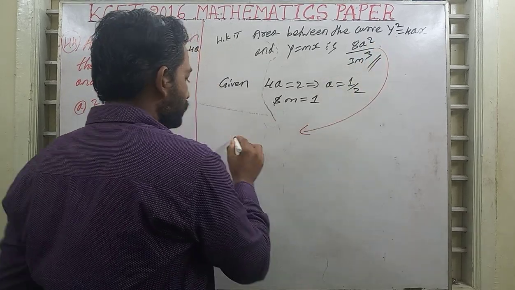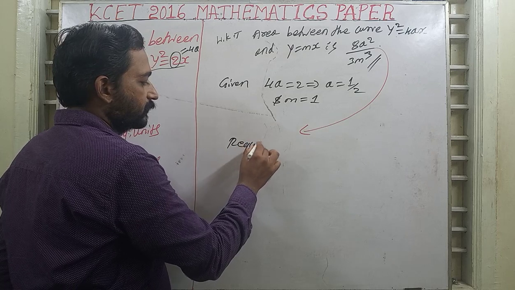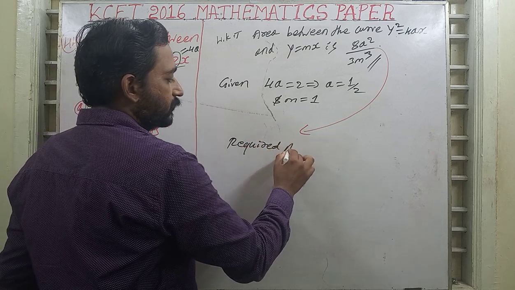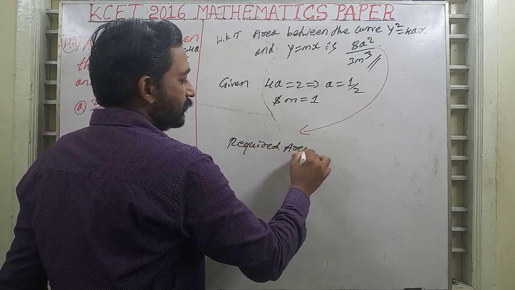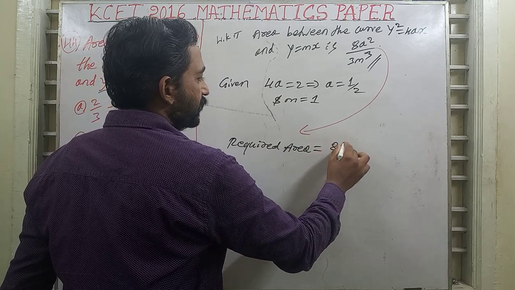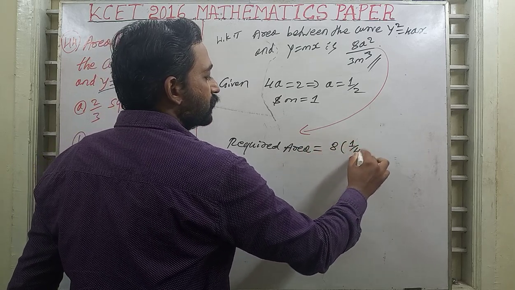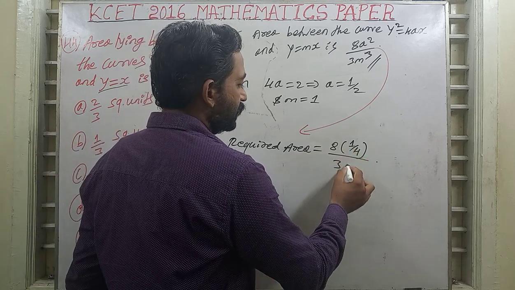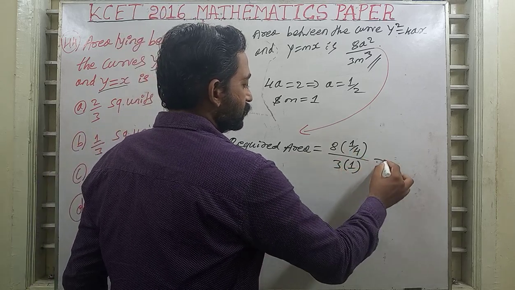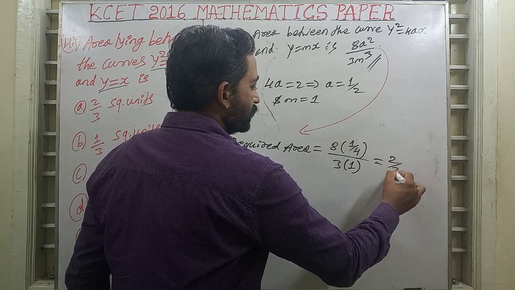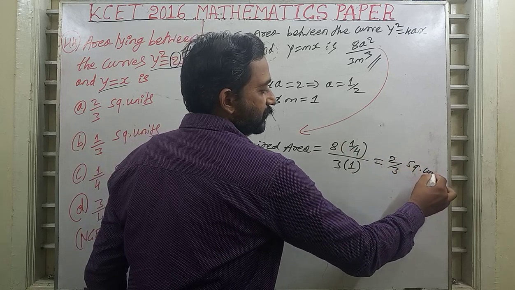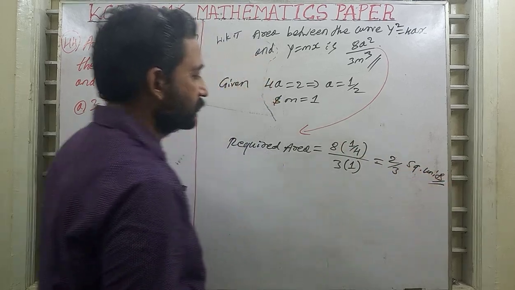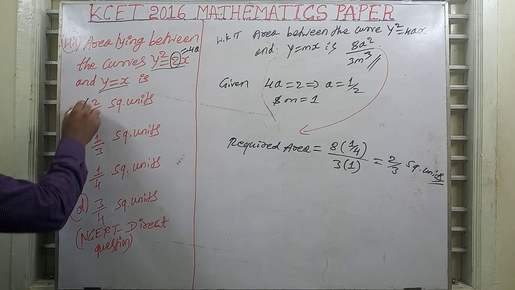Required area is equal to 8 into a square, 1 by 4, divided by 3 into m cube, once again 1. So 4 2s are 2 by 3. 2 by 3 square unit is the answer. Okay, so 2 by 3, option A is correct.